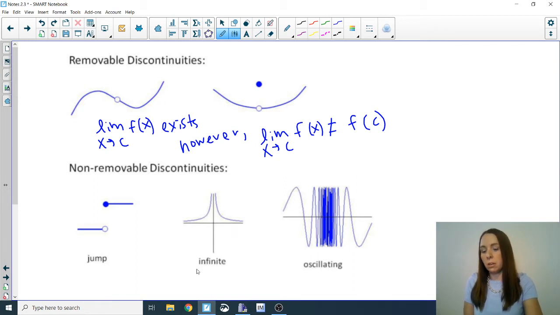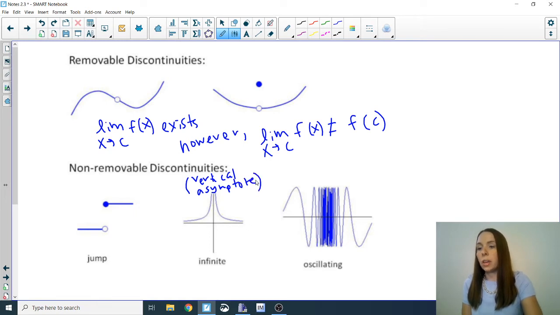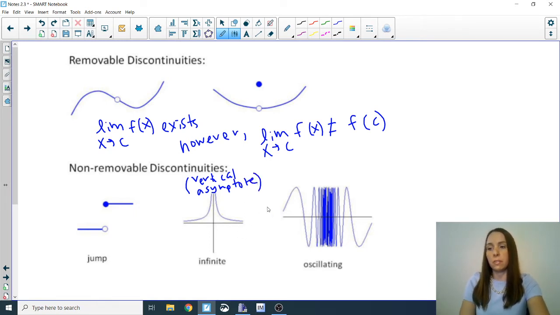Now, if you're using my notes packet, you would see that I put in the notes that we also many times call this a vertical asymptote. That's actually much more common. However, you can classify it as an infinite discontinuity. And if you remember from the last section, that's because when you approach a vertical asymptote, the limit is always going toward infinity or negative infinity. And so that's why we call it an infinite discontinuity.